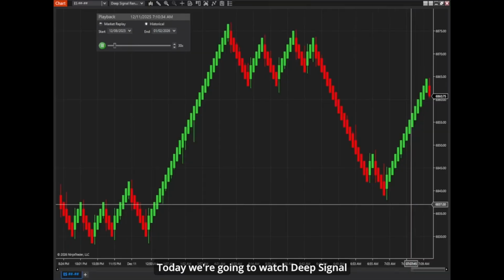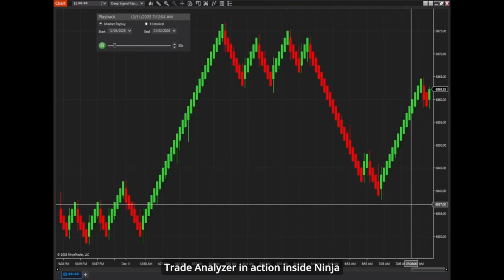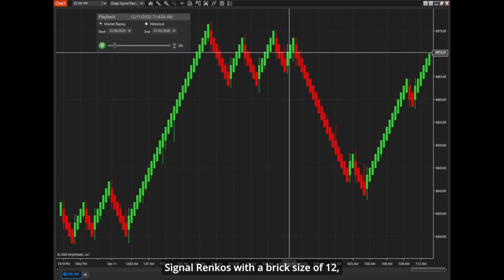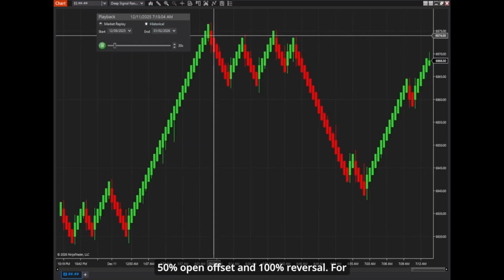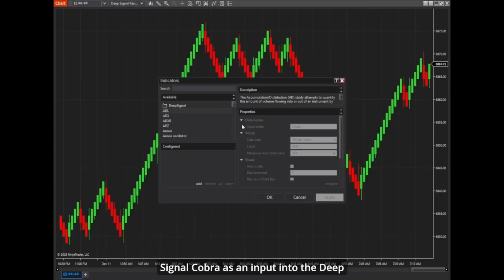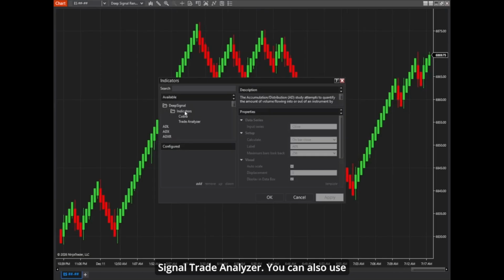Today we're going to watch Deep Signal Trade Analyzer in action inside NinjaTrader. We're going to use the Deep Signal Renkos with a brick size of 12, 50% open offset, and 100% reversal. For this demo, we're going to use Deep Signal Cobra as an input into the Deep Signal Trade Analyzer.